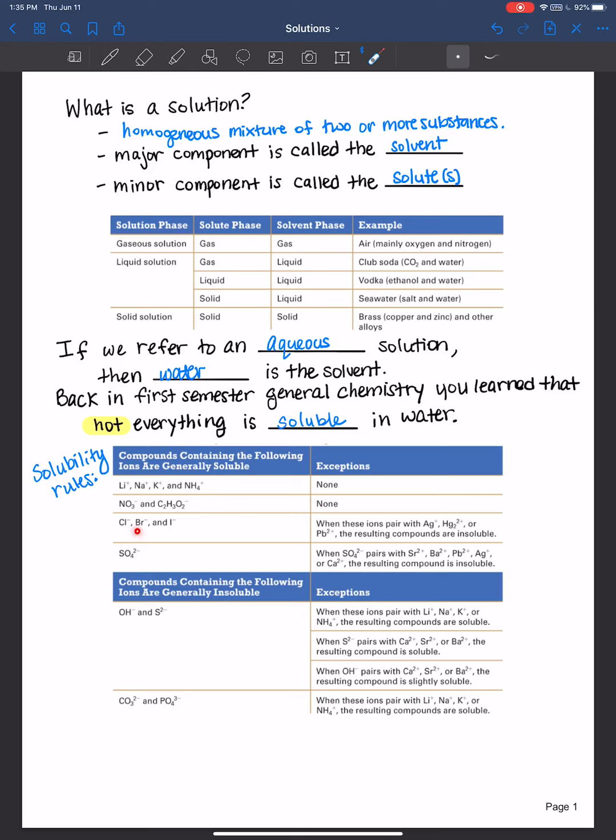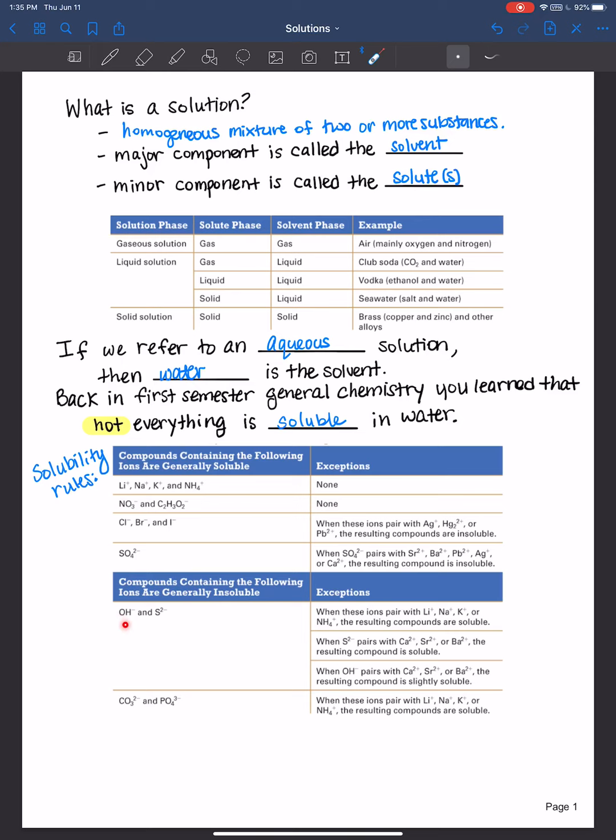Now, chlorides, bromides, and iodide salts are generally soluble in water, except if they're paired with silver 1+, the mercury cation, and the lead 2+ cation here. Those compounds are generally insoluble when they are paired with these anions. And sulfates are generally soluble except if they're paired with strontium, barium, lead 2+, silver, or calcium. That's when you have the exception to the rule when it comes to sulfate. So for example, barium sulfate is insoluble in water.